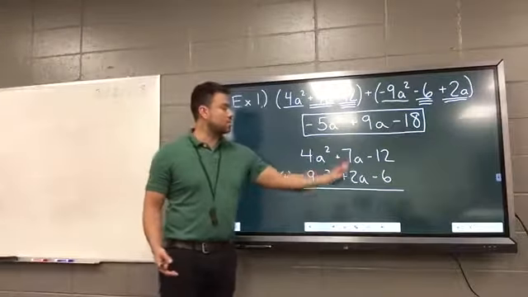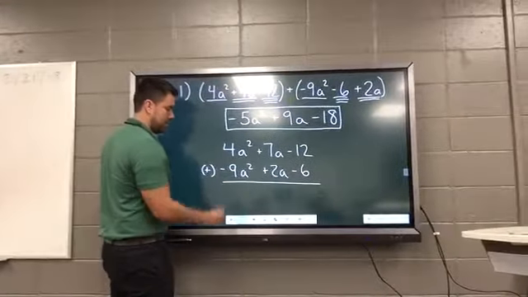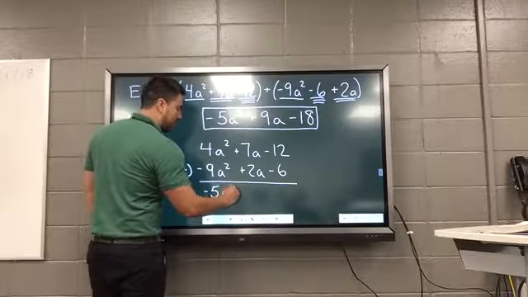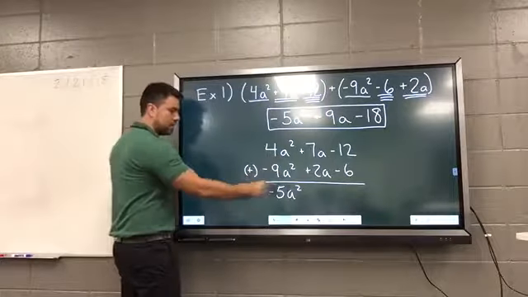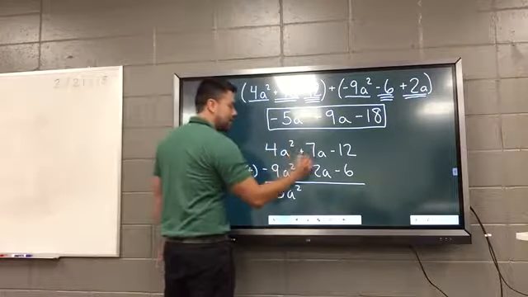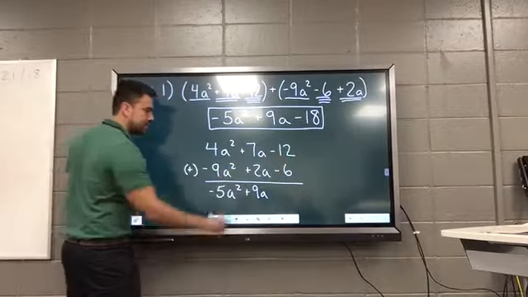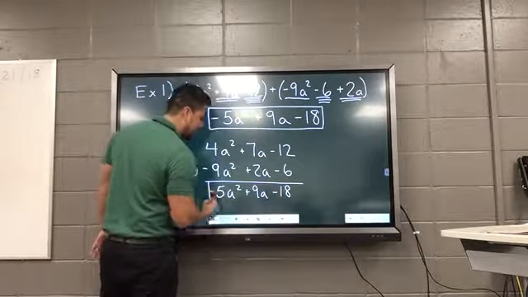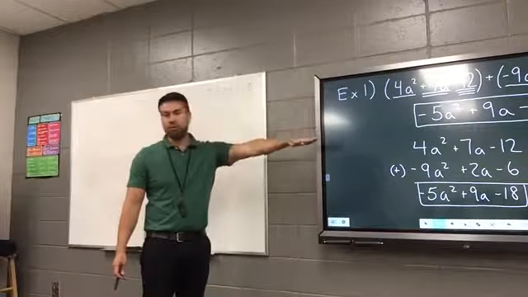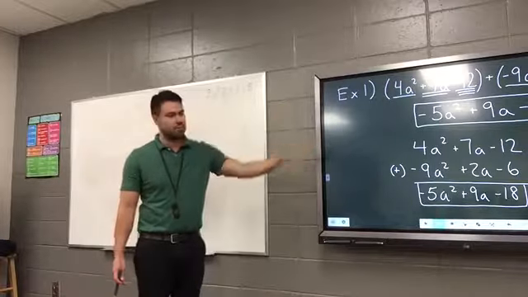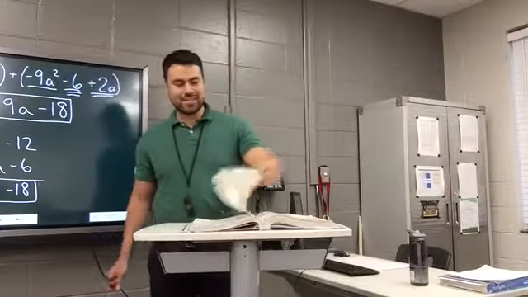It's because of the columns. Now I have like term columns. What's 4a squared minus 9a squared? Negative 5a squared. Or I could have said, what's 4a squared plus negative 9a squared? Negative 5a squared. What's 7a plus 2a? 9a. And what's negative 12 plus negative 6? Negative 18. And you get the same answer if you do it correctly. So horizontal format, vertical format. You guys okay with either one? Hopefully it's not too bad. You guys look very confident.